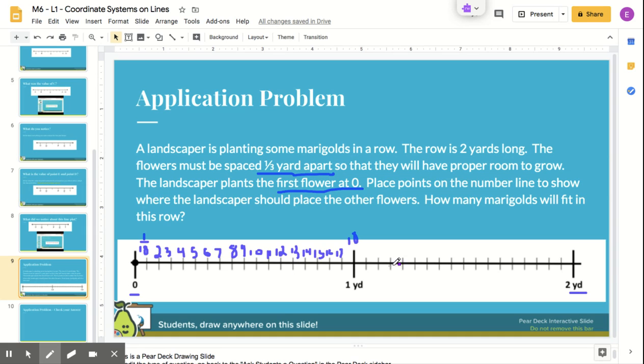And I believe that is the same on this one. Let's check. 1, 2, 3, 4, 5, 6, 7, 8, 9, 10, 11, 12, 13, 14, 15, 16, 17, 18. That is the same pattern over here. So whatever we figure out where we can plant here, it could be similar on this side.